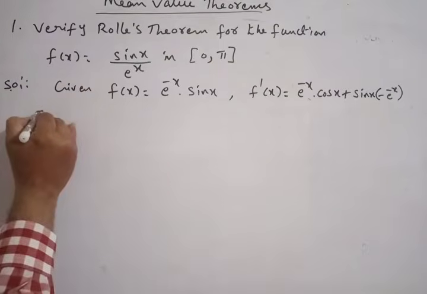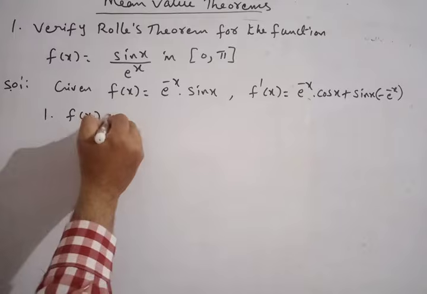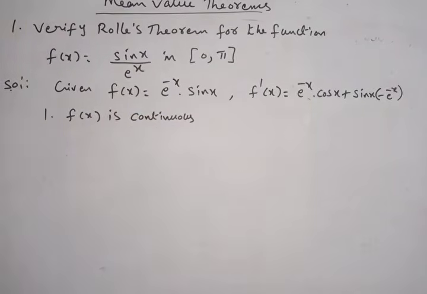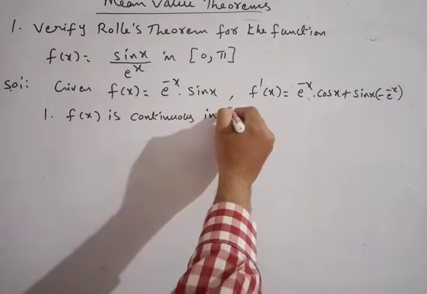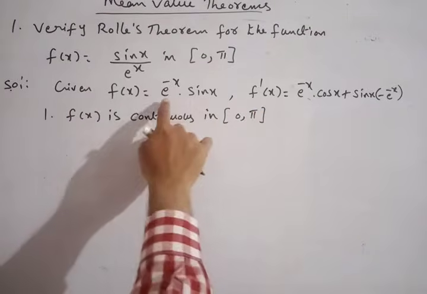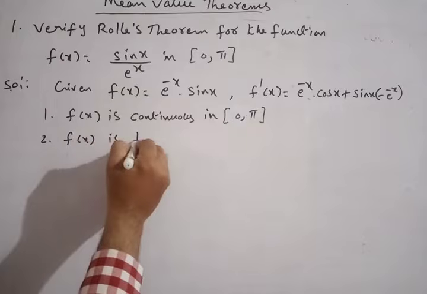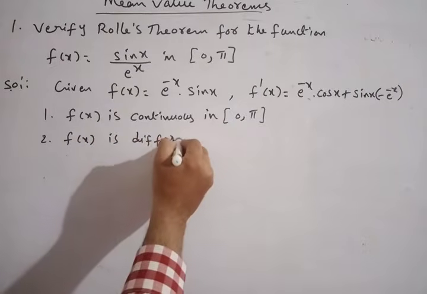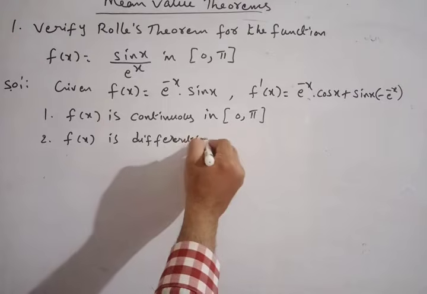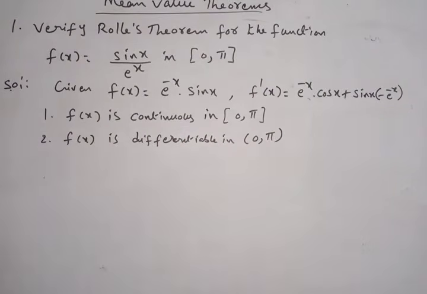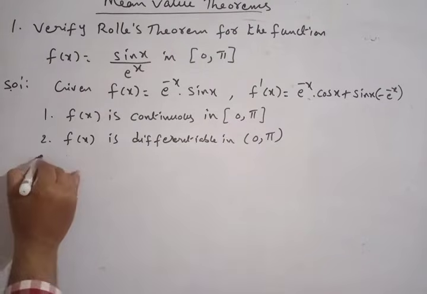Now see here, what is the first point? f of x is continuous. F of x is continuous function in the closed interval 0 comma pi, since it is an exponential and trigonometric function. Second point: f of x is differentiable in the open interval 0 comma pi.